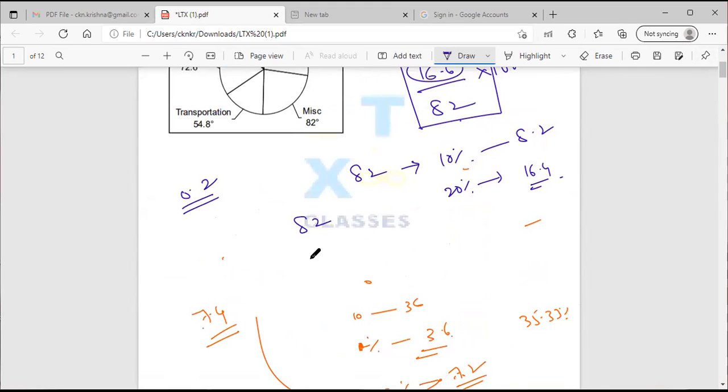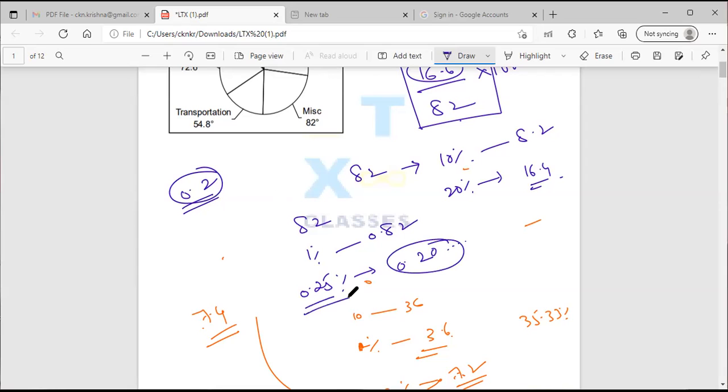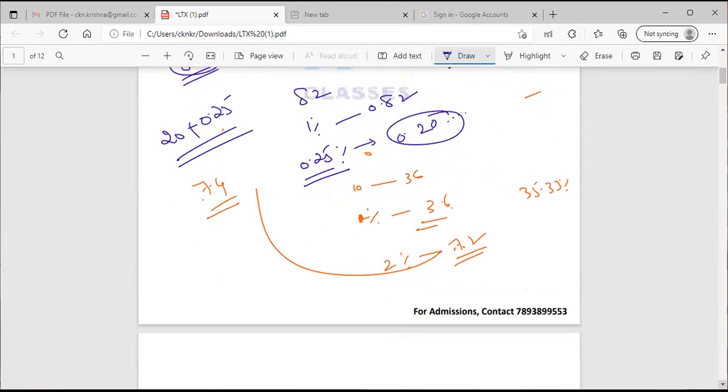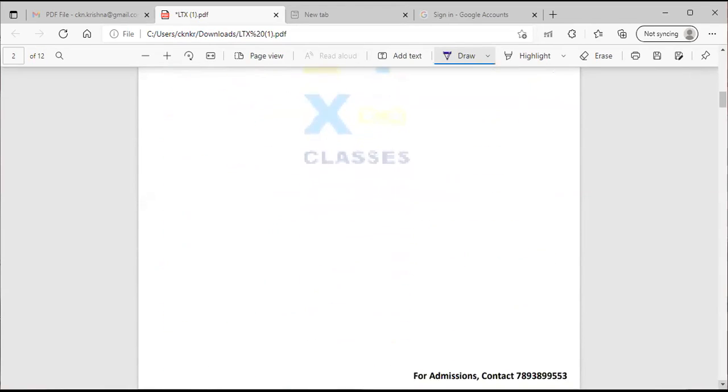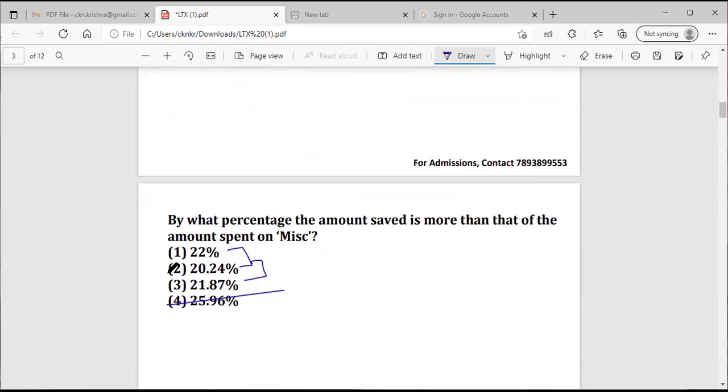In 82, 1% is 0.82, so 0.25% is 0.2. So I have to take another 0.25 percentage. My answer should be close to 20.25 percentage. Look at the option choice. Do I find anything on 20.25? Yes, I find it in the second option.